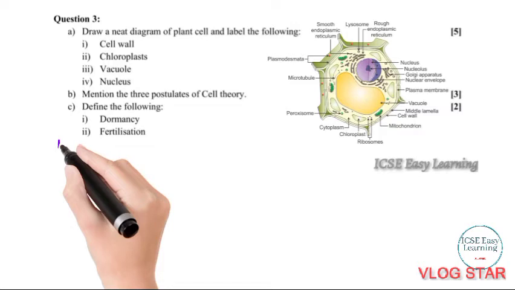The cell wall is located at the bottom right side. The chloroplast is located beside the cell wall. The vacuole is located above the cell wall, that is, at the top. The nucleus is located at the top right side.